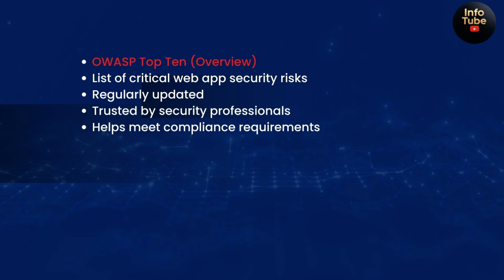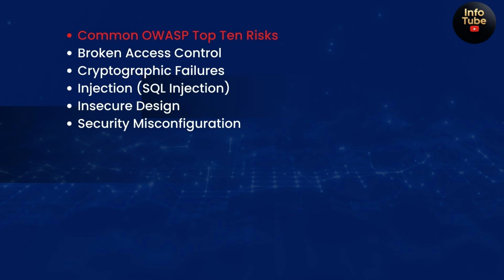Injection is another common risk. A well-known example is SQL injection, where attackers insert malicious code into a database query to steal or manipulate data. Insecure design refers to flaws in the application's architecture that allow attackers to bypass security measures. Security misconfiguration occurs when systems are not properly configured, leaving them exposed. For example, using default passwords or failing to close unused ports.